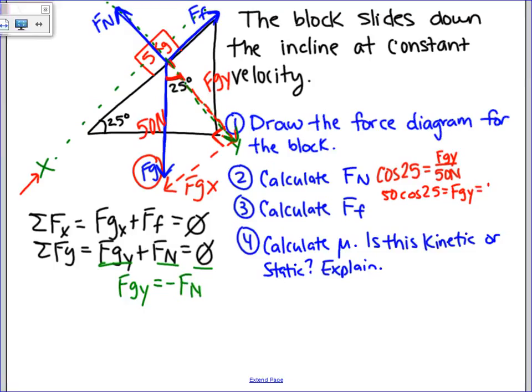And remember, force gravity y is the same thing as force normal. So by calculating, and make sure you're in degrees on your calculator, not radians, I do 50 times cosine of 25, and my force normal is 45.3 newtons.